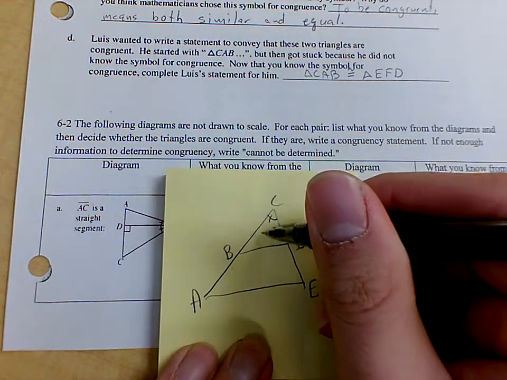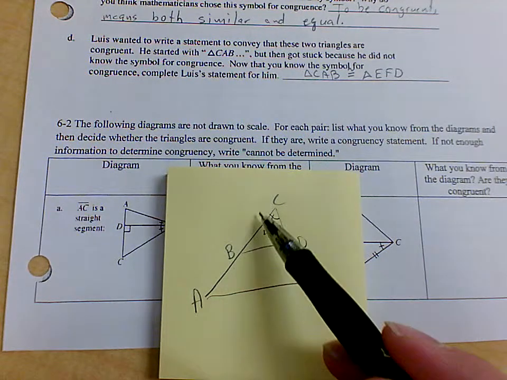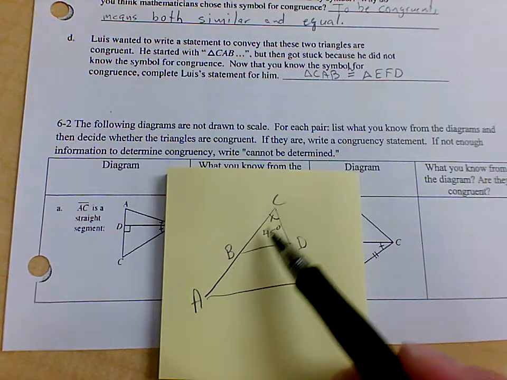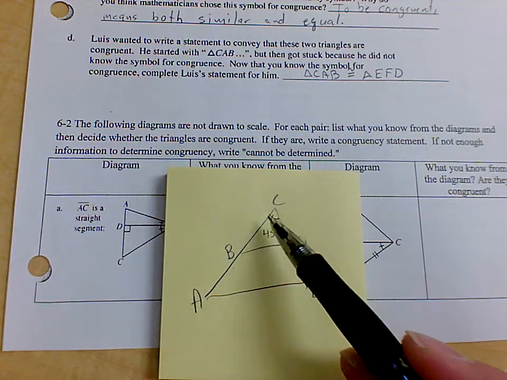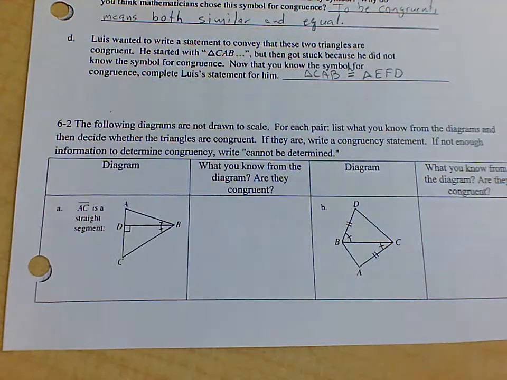Obviously, if this angle is 45 degrees in triangle BCD, then in ACE it's still going to be 45 because it's still going to be the same angle. So let's use that information to help us with these questions.